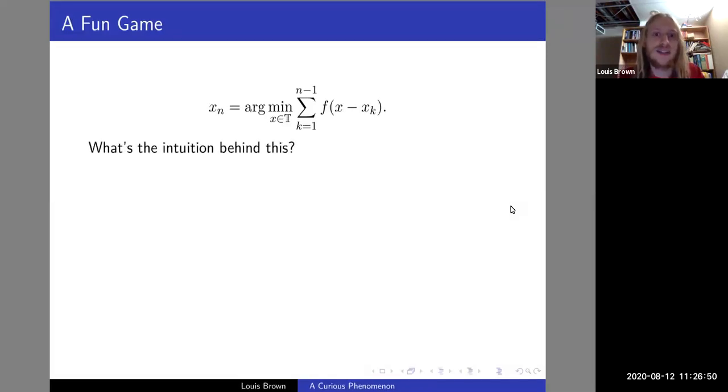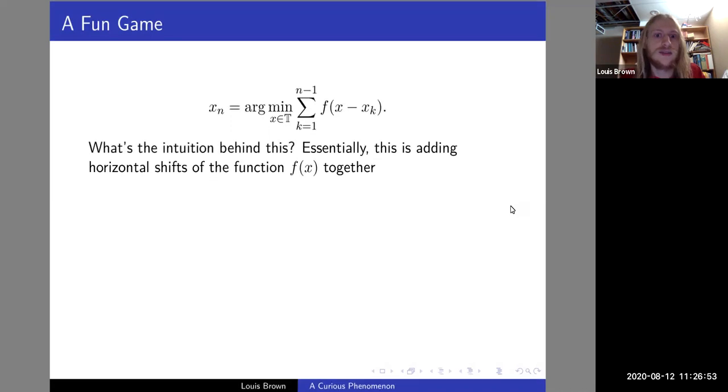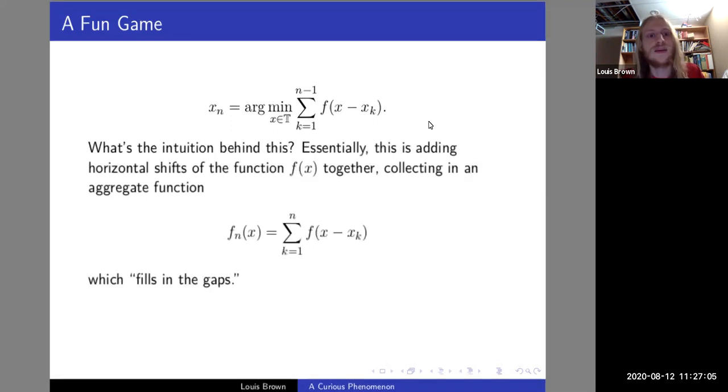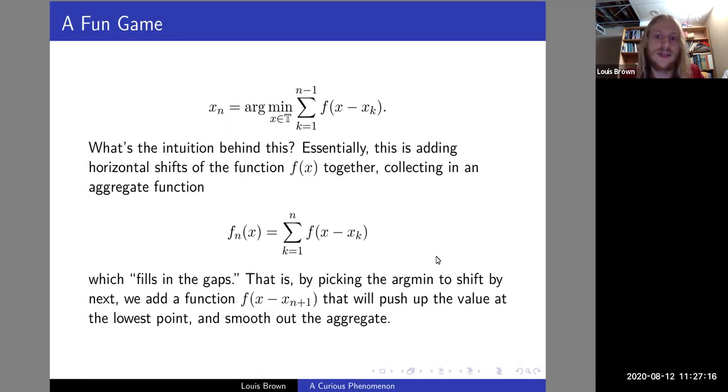So what's the intuition behind this? What is this function actually doing? Well, this is adding horizontal shifts of f of x together. f of x minus x_k is just taking f of x and shifting it x_k to the right, collecting it in an aggregate function, f sub n of x, the sum of all of these so far, which is filling in the gaps. So by picking the argmin to shift by next, we're adding a function that will push up the value at the lowest points and smooth out the aggregate. So we're trying to get a smooth, effective potential function so that we can keep the energy of the system low.